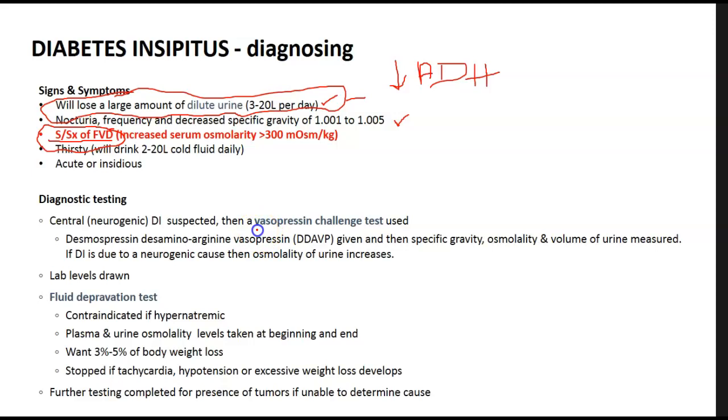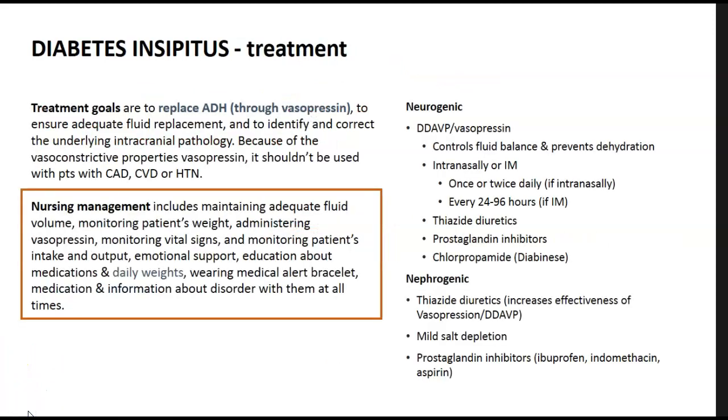Diagnostics: give the patient a vasopressin challenge test. You can also do a fluid deprivation test, but this shouldn't be done if the patient is already hypernatremic. Treatment: well, if they're lacking this, we need to replace it. The synthetic is called vasopressin.